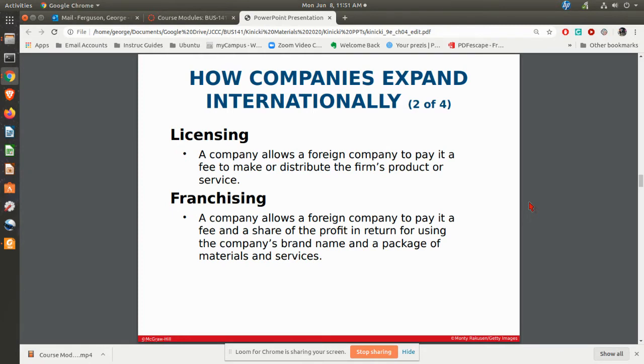A franchise is where you're actually selling to someone something that they can do for your company. For example, McDonald's has done quite a bit of franchising overseas.